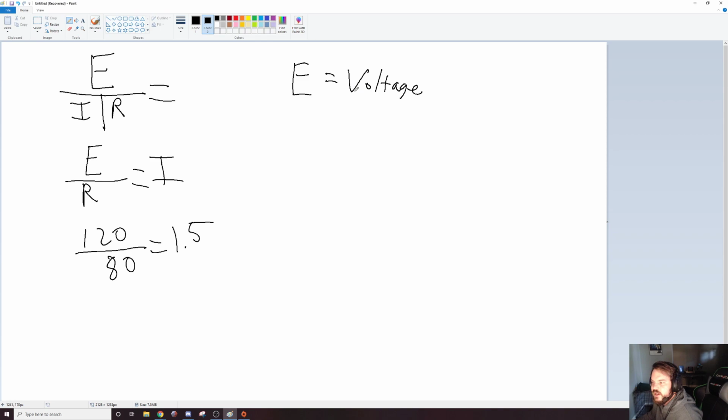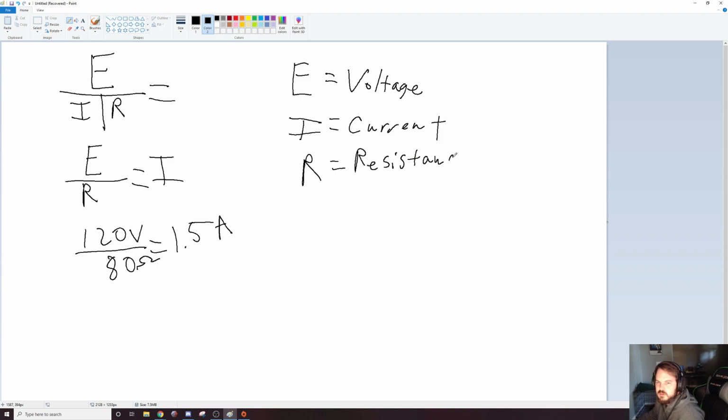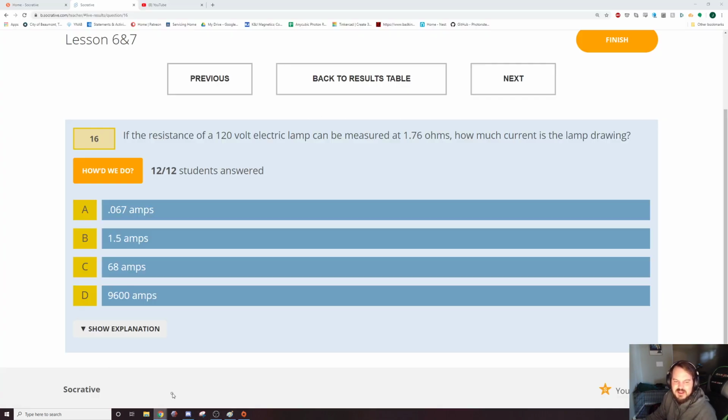E is voltage. It stands for electromotive force. I is current. And R is resistance. I haven't written that down all week. This is the first time I remembered. All right, so you plug your numbers in where they go, hit enter. Same thing.